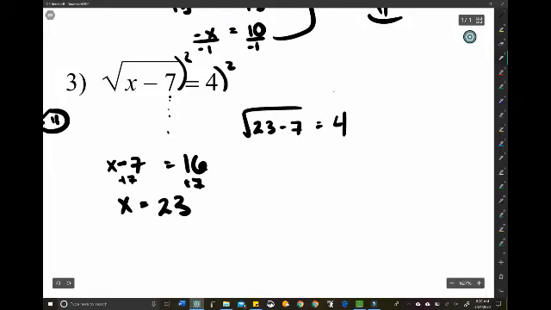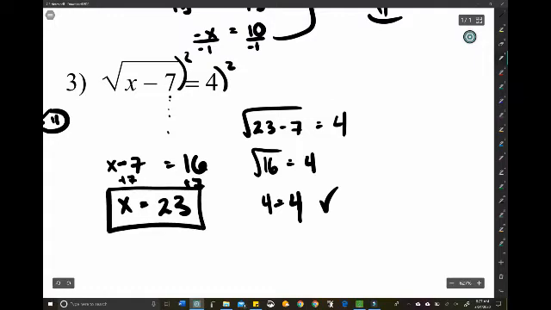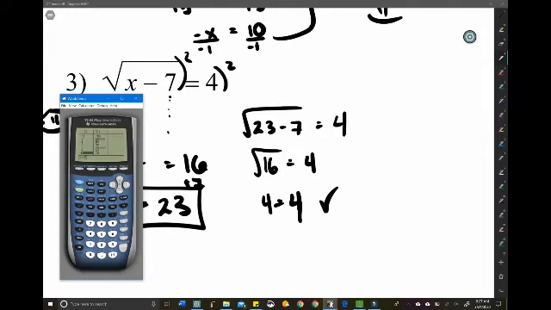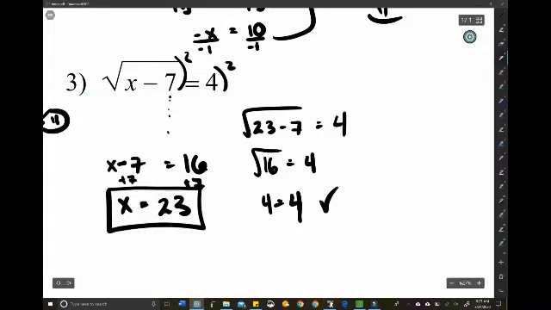So 2 minus 7 is 16. All right, x equals 23. It seems to work out. Again, if you don't have a graphing calculator, that's okay. You could use any old calculator. Main idea, make sure you do check for extraneous solutions. 23 minus 7 is 16, there we go, square root.